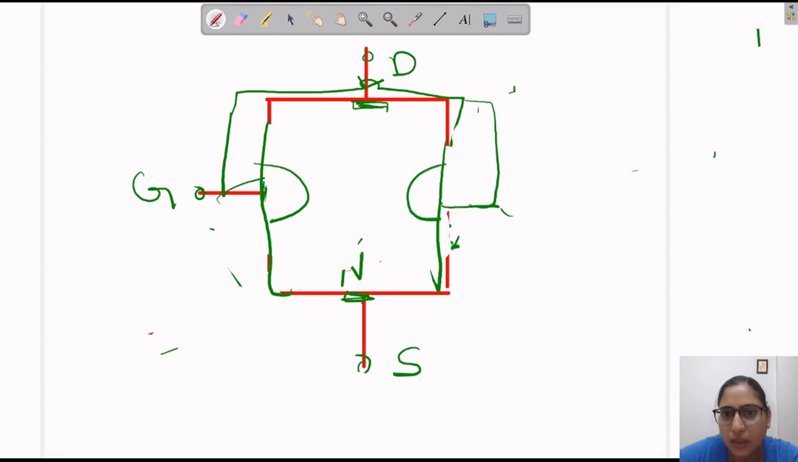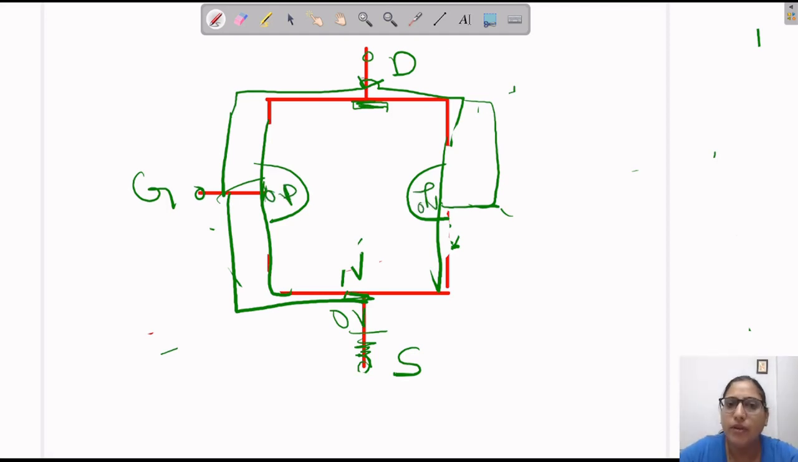Now if this VGS is 0, what will happen? We have to make the gate and source grounded with each other. These two are grounded with each other, so this is at 0 volt. The potential is 0 volt. Here also, P, P, 0 volt and 0 volt.